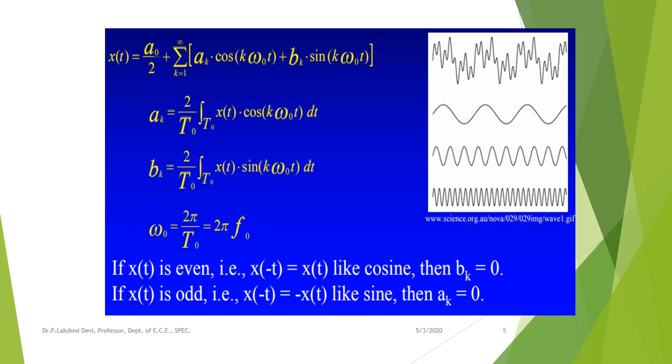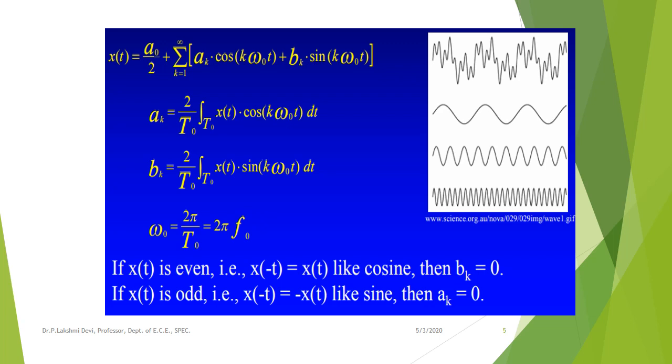Where ak is equal to 2 by T naught integral over T naught of x of t cos k omega naught t dt, and similarly bk is equal to 2 by T naught integral over T naught of x of t sin k omega naught t dt, where omega naught is equal to 2 pi by T naught, which is equal to 2 pi f naught.